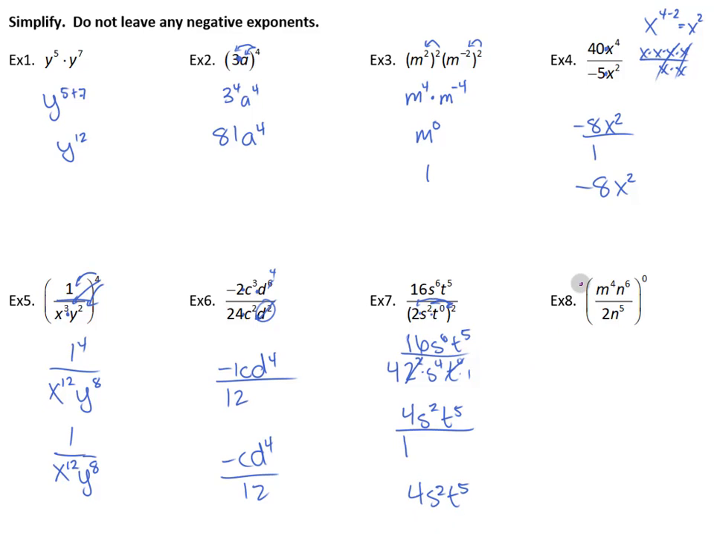And this last one hopefully is relatively easy. The whole thing is to the 0 power, and anything to the 0 power is 1. So don't waste your time simplifying this if you looked at the big picture there first.